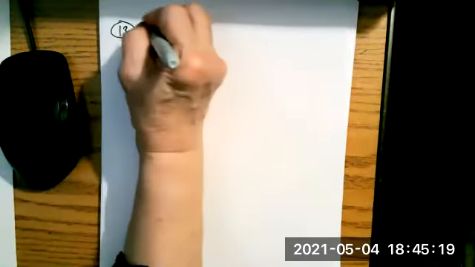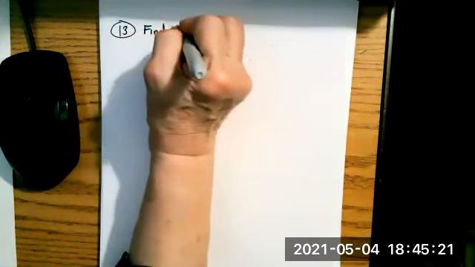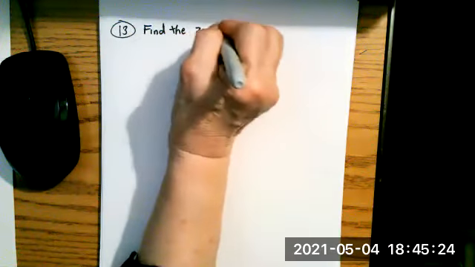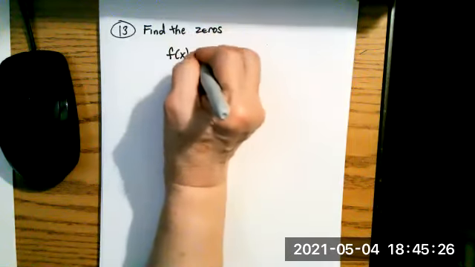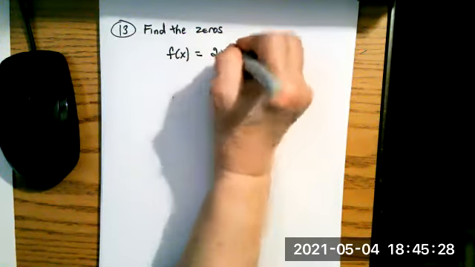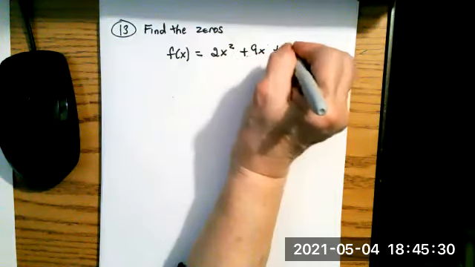Just be careful. See, now we're getting to the harder ones. So be careful right in here in this area. All right. Then number 13 is one of the ones that you'll need to also be careful. It says find the zeros. And they give you f of x equals 2x squared plus 9x plus 3.